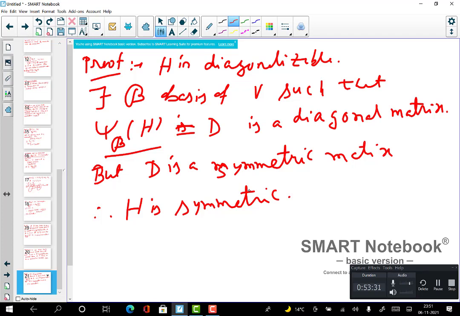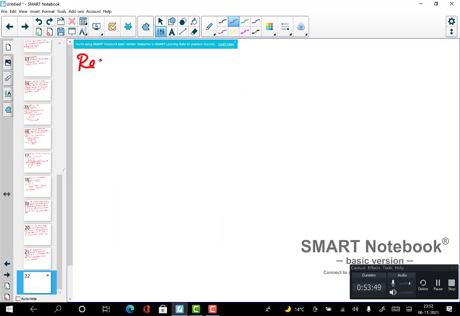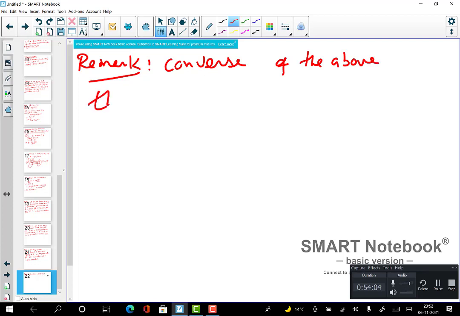Okay. Now the question is what about the converse? Is the converse true? The answer is no. Remark: the converse of the above theorem is not true. So what does that mean? That means there exists a bilinear form which is symmetric but is not diagonalizable, right?